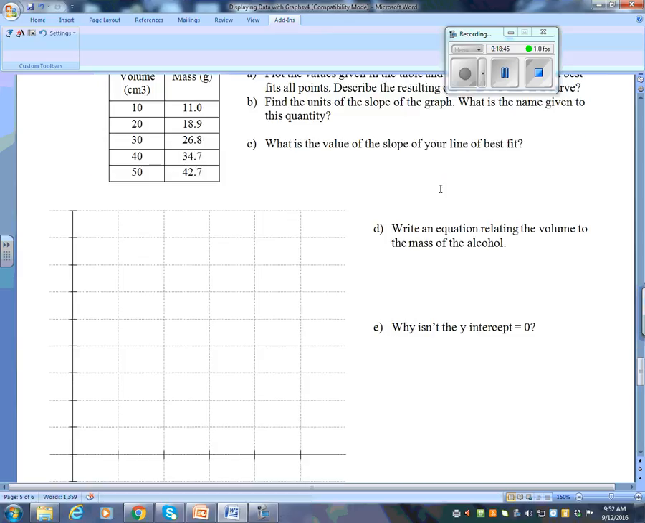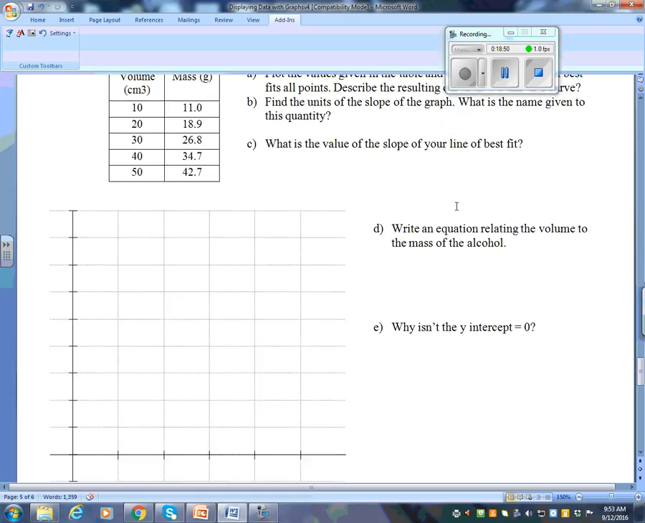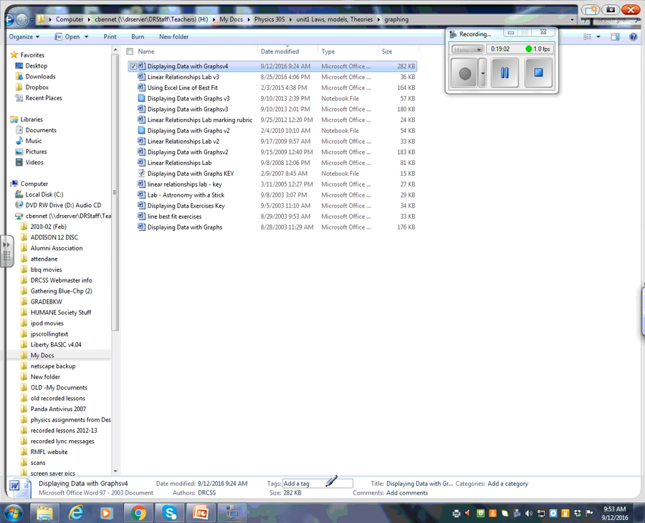Okay, so we've got 10. Now you have to actually put on the data points here. So you're going to go 0, 10, 20, 30, 40, 50. Now I saw one person, and maybe there was more. Come on. Oh yeah, thanks a lot.